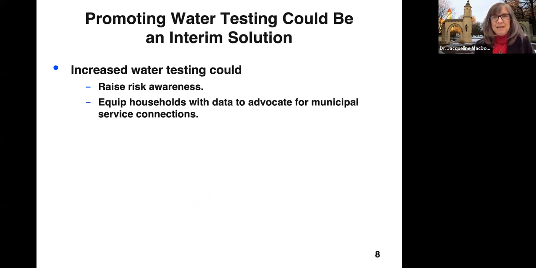So I began to think, okay, what are some solutions to this problem of increased risks of exposure to certain contaminants in these communities? One is to raise awareness of the problem through increased water testing. Of course, that won't solve the water quality problems in these communities, because if a household discovers there's contamination present, they still need an intervention. But increasing testing at least could raise awareness, maybe leading eventually to some support for these communities to manage their water quality problems.